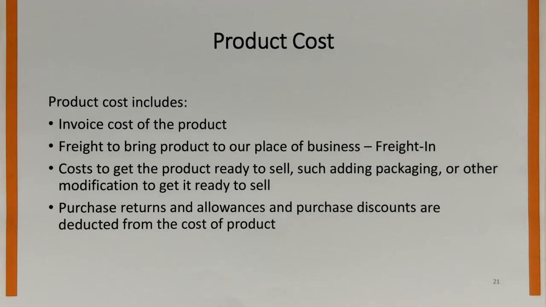So again, product cost includes the invoice cost of the product, freight to bring the product to our place of business, also called freight in, and the cost to get the product ready to sell, such as adding packaging or other modifications to get the products ready. Purchase returns and allowances, along with purchase discounts, are subtracted from product cost.